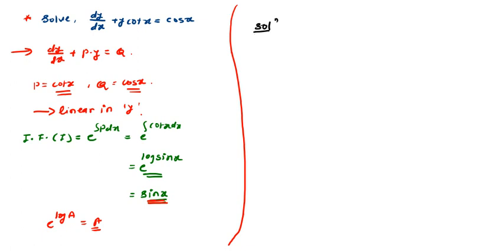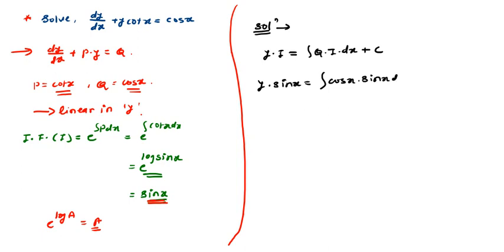Its solution will be given by y into integrating factor equal to integration q into integrating factor dx plus c. Now put the values: y into integrating factor, sin x, equal to integration of q, which is cos x, into integrating factor sin x dx plus c. Now we can solve this integration. You can solve this integration by substitution also, and also by using trigonometric identities.